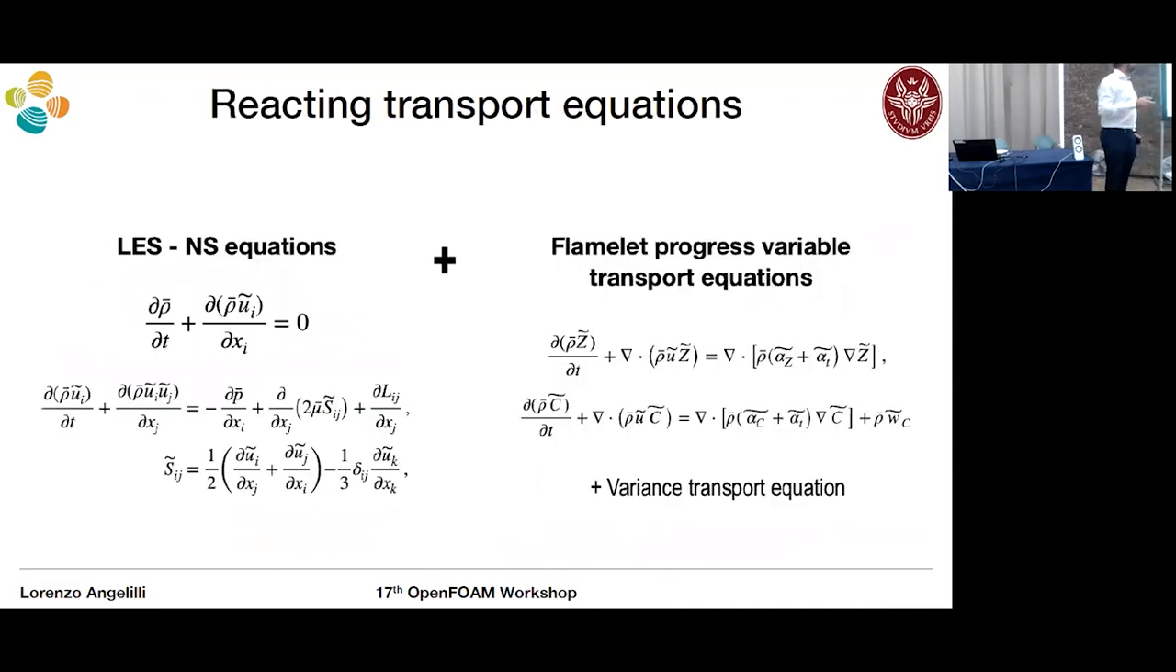The reacting transport equations, if we use the Flamelet-Progress variable approach, reduce to the continuity equation and the momentum equation for the fluid part, and the chemistry is solved with the transport equations of the progress variable and mixture fraction. Since we need to close the turbulence on the combustion side, we also need to transport the variance of the mixture fraction.